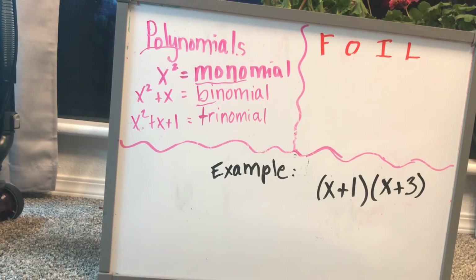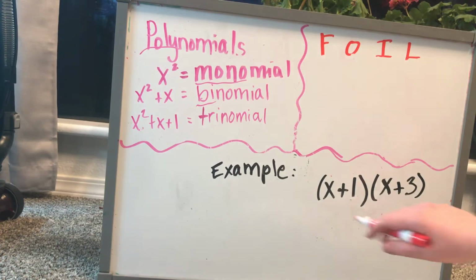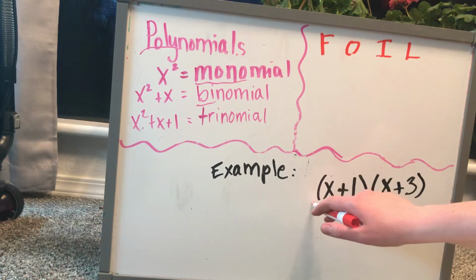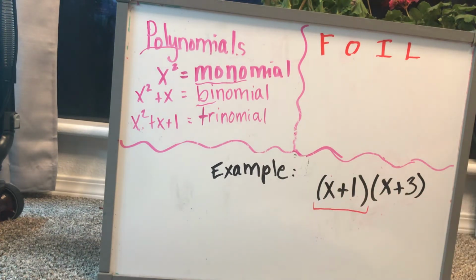The next thing that we're going to cover, which is kind of going to be review, but I want to ease into it this week, is FOILing. So we're using the FOIL method to multiply two binomials. Our first binomial is down here. We have x plus 1. We can't combine x and 1, so that's going to be two terms. And then we have x plus 3 for our second one.